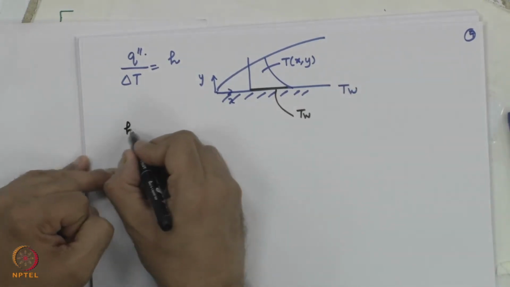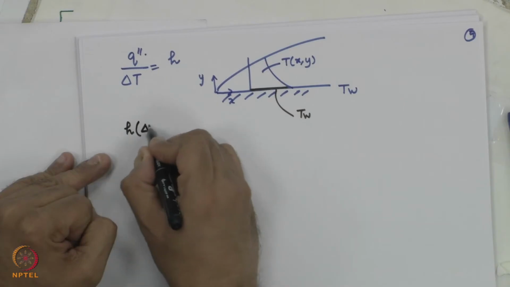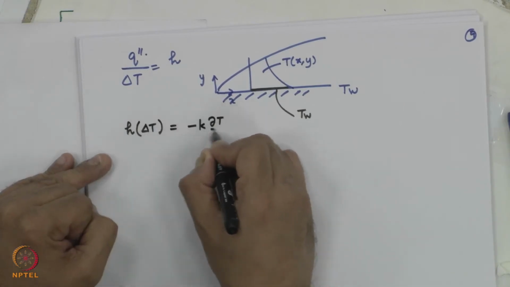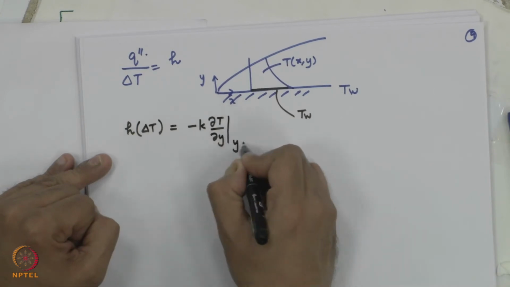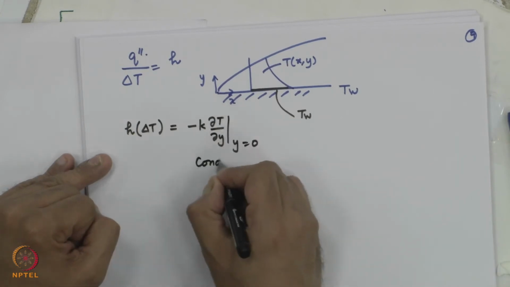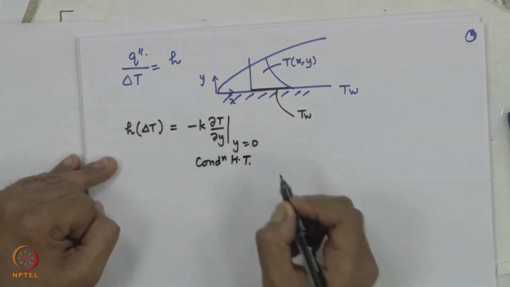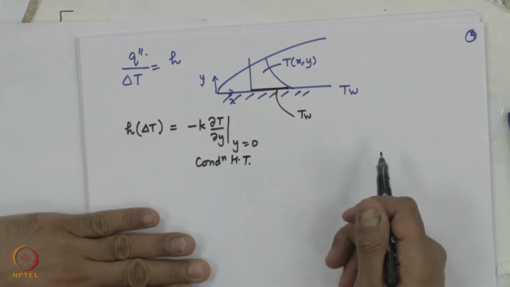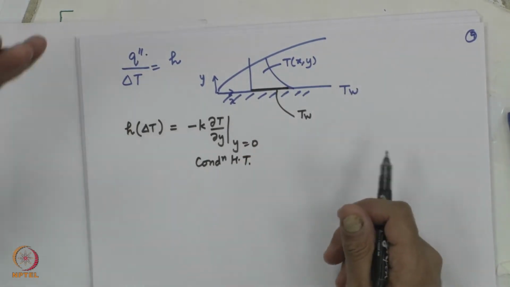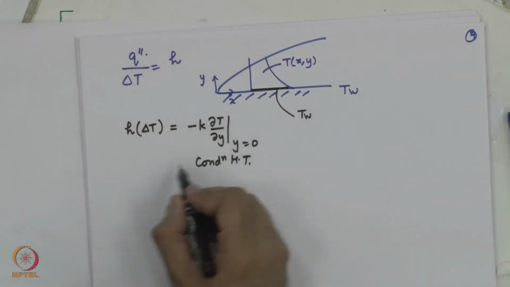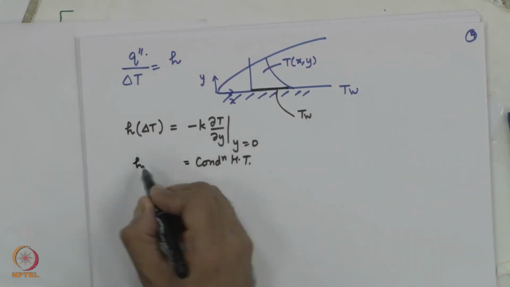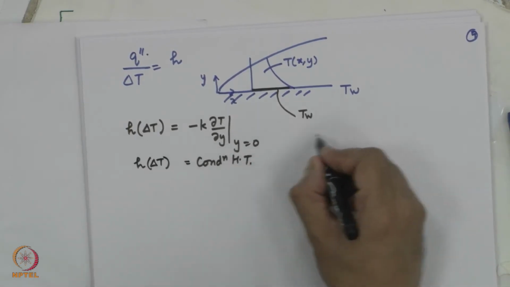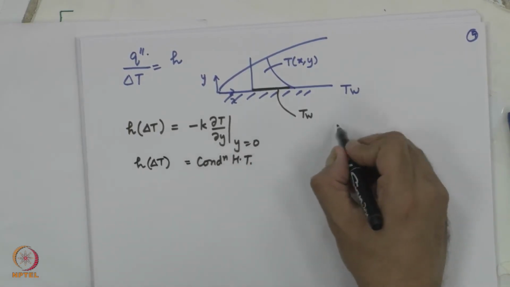So, H into delta T is equal to minus k dT by dy at y equal to 0. This is conduction heat transfer through the first layer of fluid. This first layer of fluid is just transporting energy from the wall to the second layer by conduction, and this is being carried away by the fluid, and therefore it is H delta T. So, minus k dT by dy is equal to H delta T.